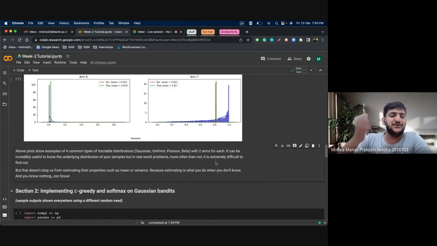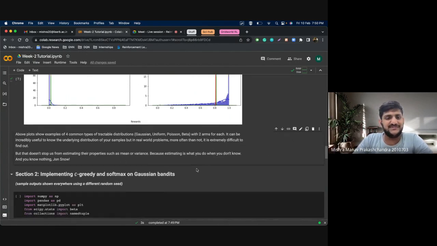See here, we had to pull each arm 1000 number of times. So for 8 arms, I pulled 1000 into 8. So I did 8000 trials to get close to the optimal arm. But that doesn't stop us from estimating their properties such as mean or variance, because estimating is what you do when you don't know and you know nothing.